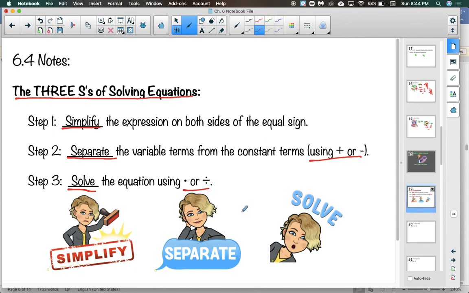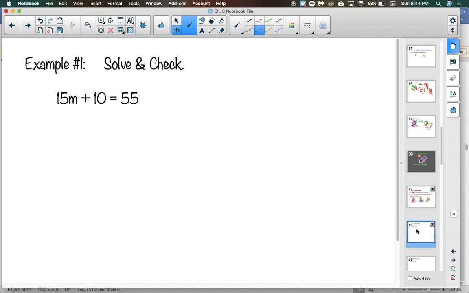So the 3 steps of solving equations tomorrow in class, I need you to know this. The steps are simplify, separate, solve. Say that to yourself 100 times tonight. Simplify, separate, solve. Are you ready? Me too. Let's take a look.